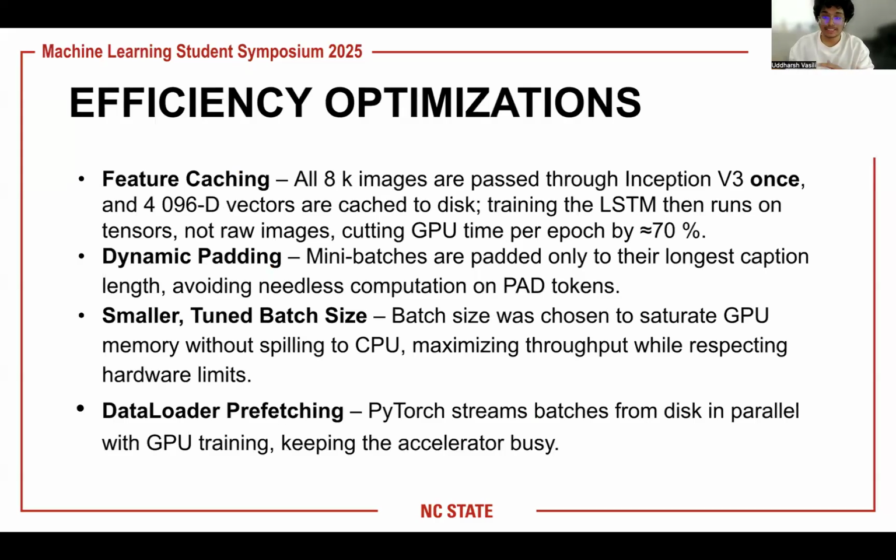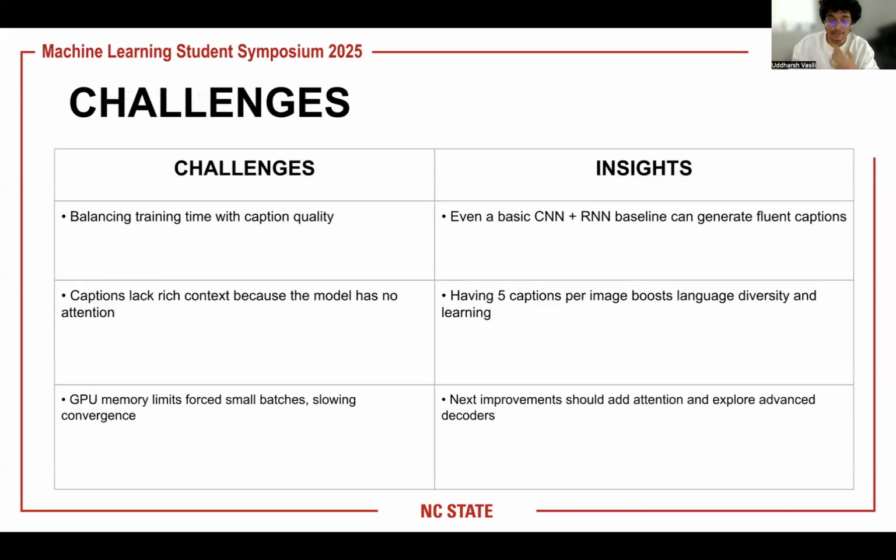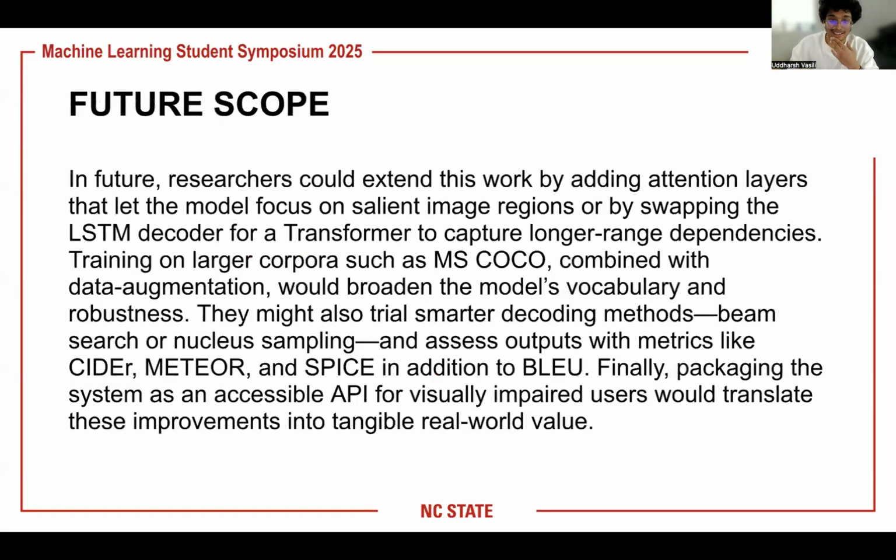We implemented several optimizations to train the model faster, which include cached features for passing images through Inception V3, dynamic padding to avoid unnecessary computation, optimal batch sizing for GPU utilization, and data loader prefetching to minimize wait time between training batches. A few challenges that we faced along the way were balancing caption quality with training time and GPU limits, which definitely forced us to use small batch sizes. But the baseline still generated fluent and accurate descriptions, which was promising.